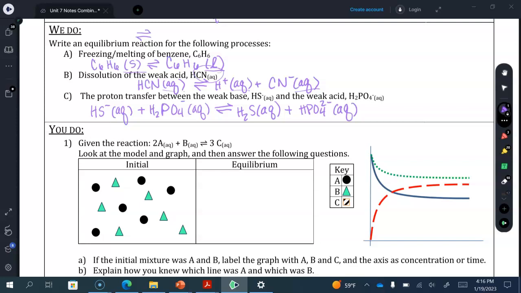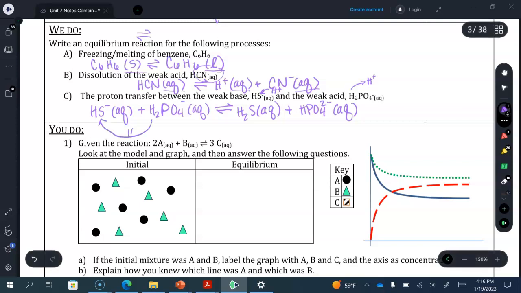Then the proton transfer between the weak base, HS minus, and the weak acid, H2PO4 minus. So we have to remember that the acid gives up a proton, and that we're going to add that proton to the base. So the base is the proton acceptor, the acid is the proton donor. So we're going to take a proton and transfer it here, and we would get the products on the right. And for all of these, we use a double-sided arrow because these are equilibrium reactions.